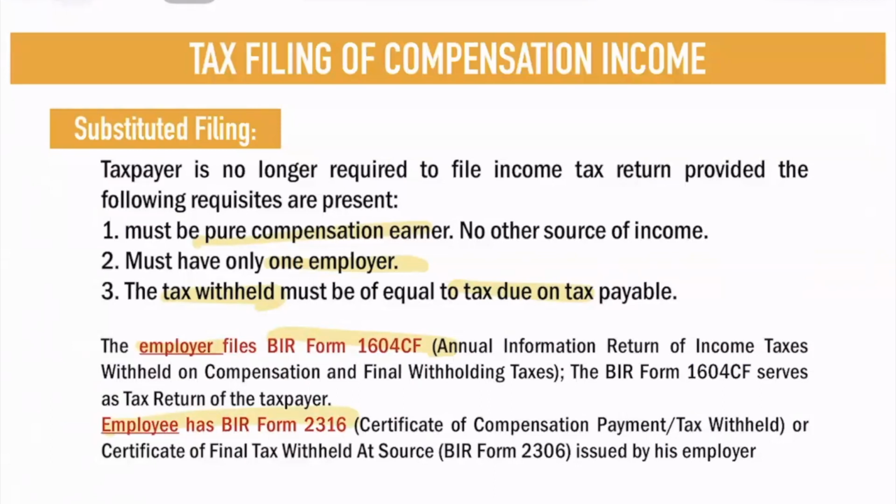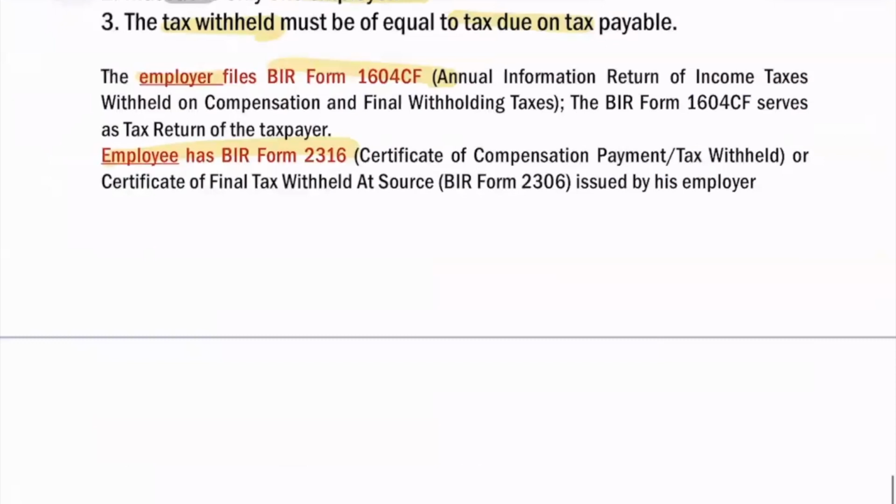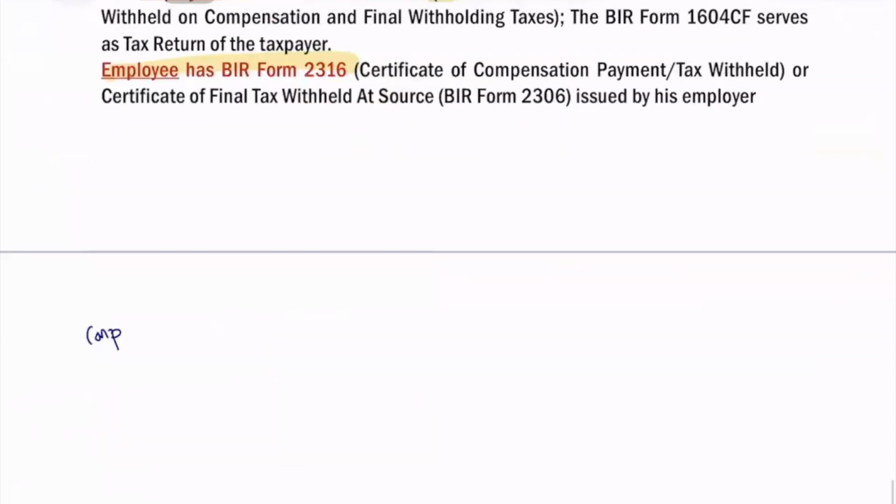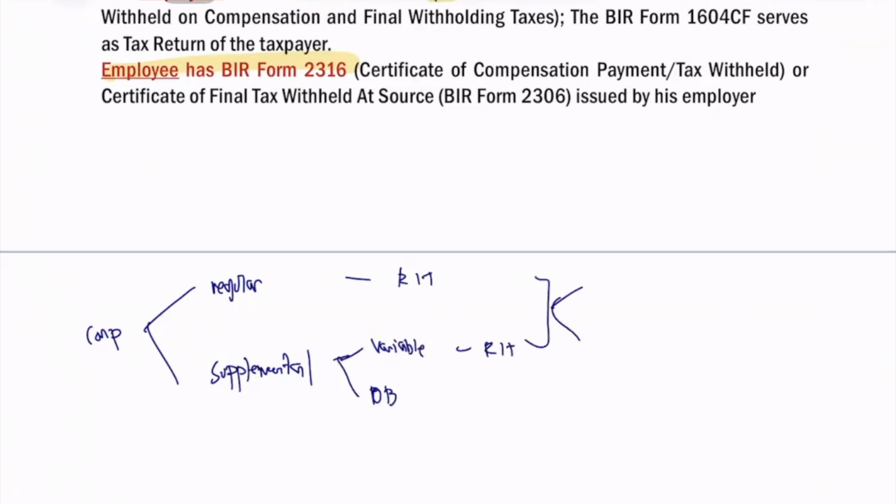Again, as a rule, how do we tax it? First, you need to determine the type of compensation, whether it is part of the regular compensation or supplemental compensation. For regular compensation, we said generally RIT. Supplemental, it is either variable supplemental or other benefits. For variable, RIT, except if it is within the non-taxable or exempt.